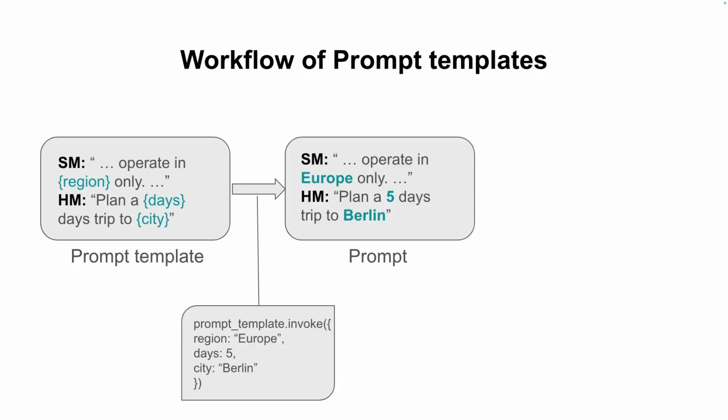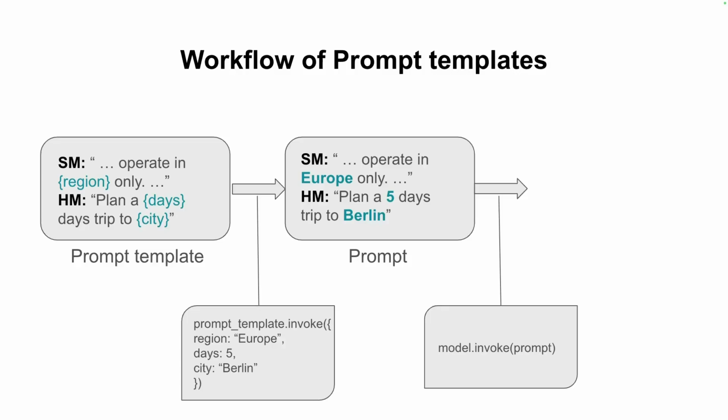The system message will say operate in Europe only because we mentioned region as Europe, and the human message will be plan a 5-day trip to Berlin. Once we have the prompt, it is good enough to be passed as an argument when we are invoking a model. The model is basically any large language model that you might have defined. It can be OpenAI's large language model such as GPT-4o Mini, or you can use other large language model providers such as Anthropic or Mistral AI. And we can invoke that model passing the prompt that we have generated from the prompt template.